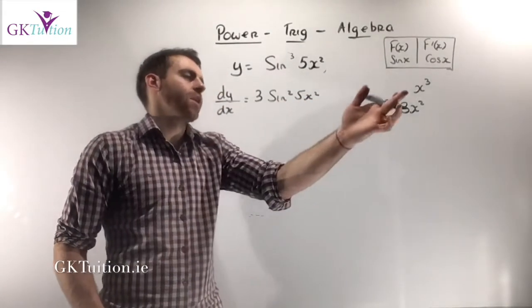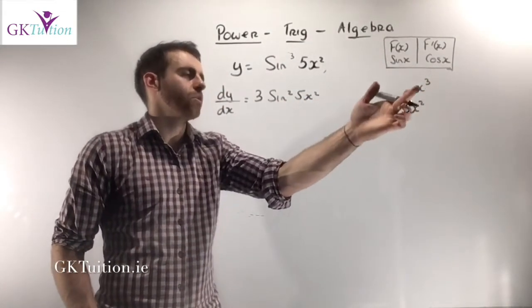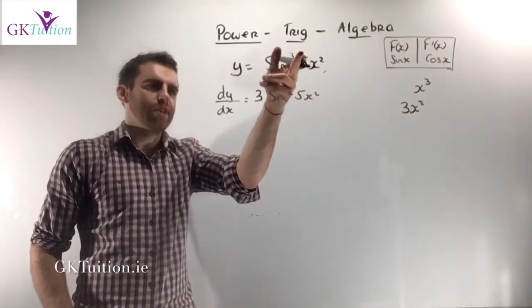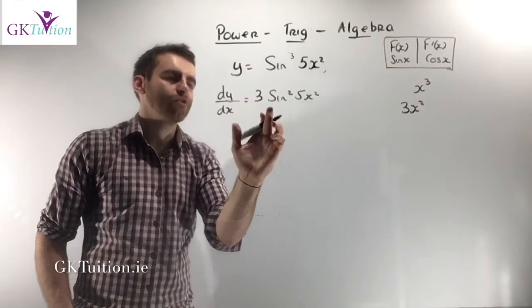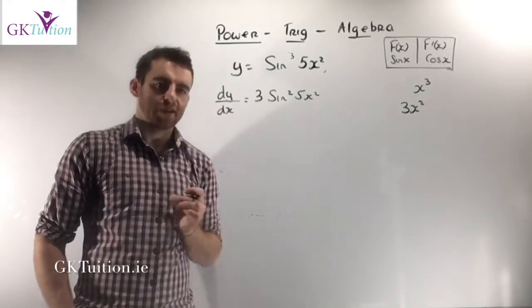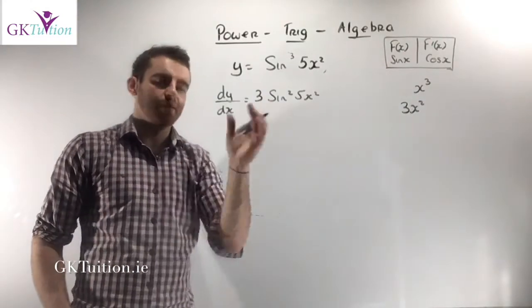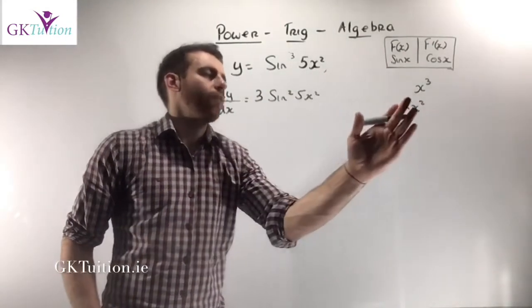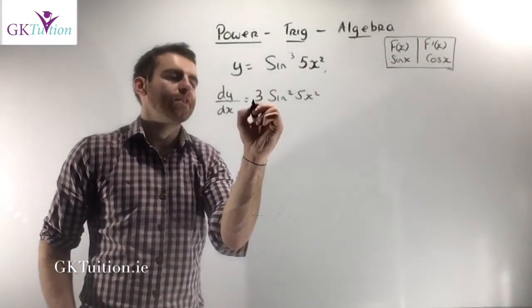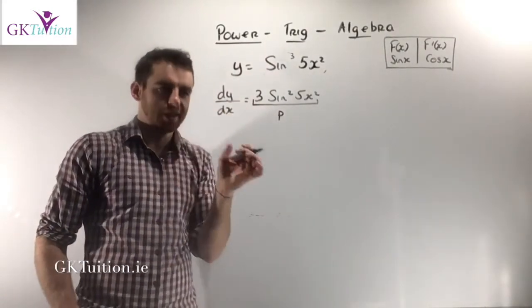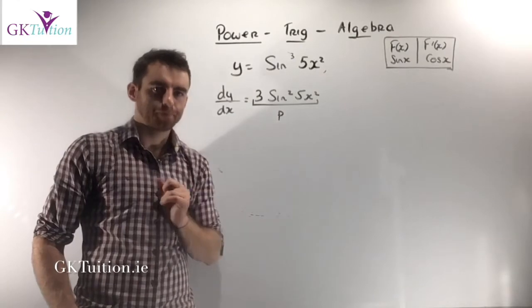So I want you to realize that x to the power of 3, the power comes in front and is 3x squared. This is sine to the power of 3, the power comes in front and is 3 sine squared 5x squared. So I want you to realize that what I've done here is the exact same as what I've done here. And then as far as I'm concerned, I've accommodated for the power. That's my power bit sorted. That's the first step of 3.